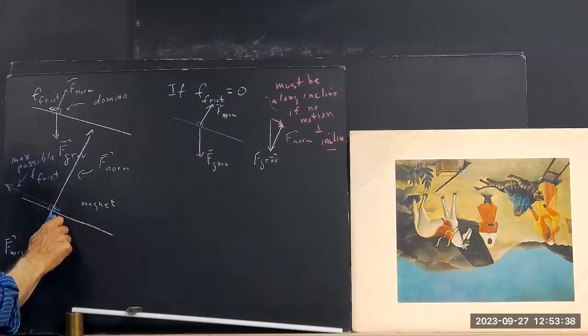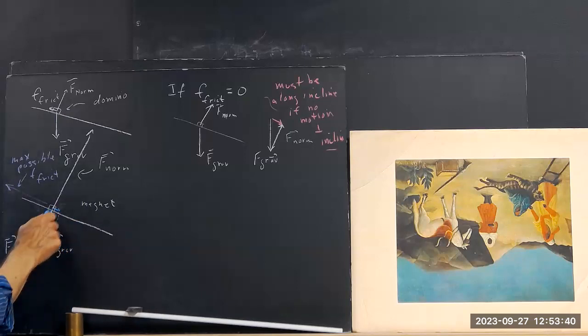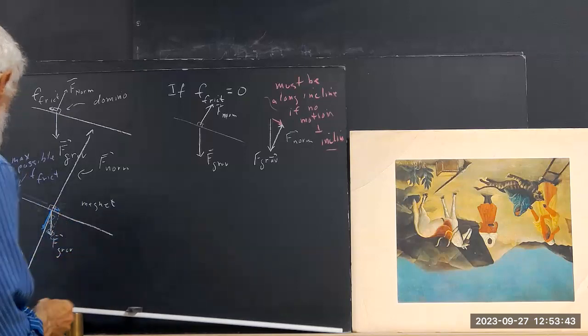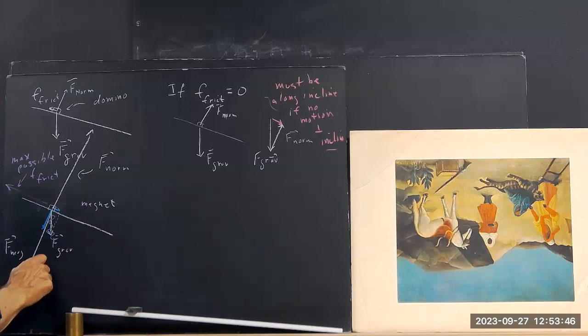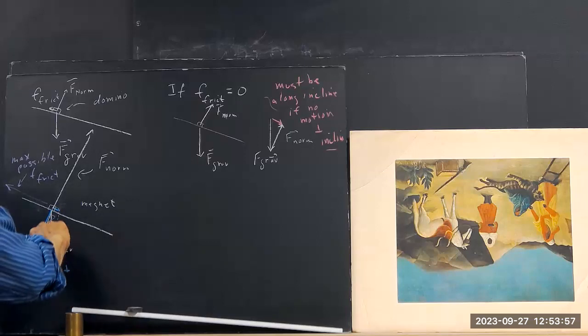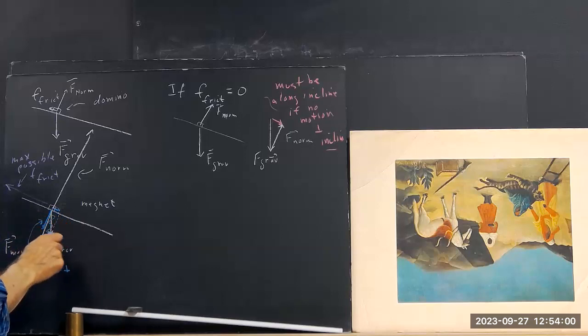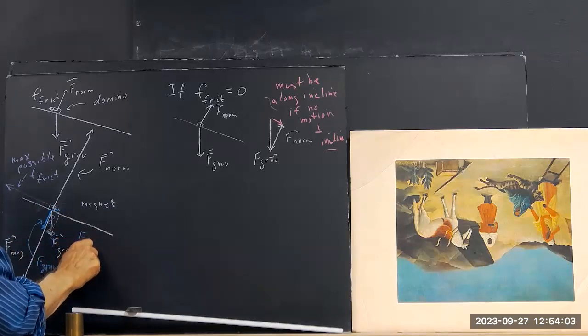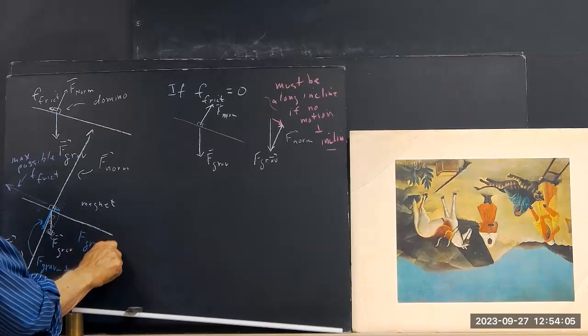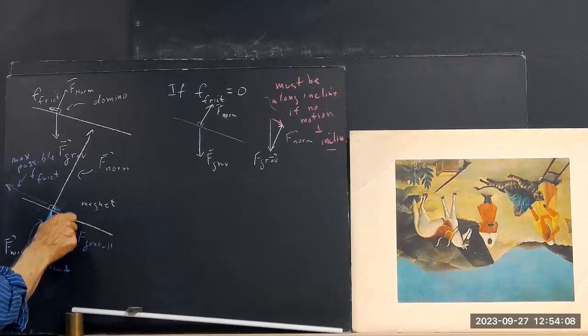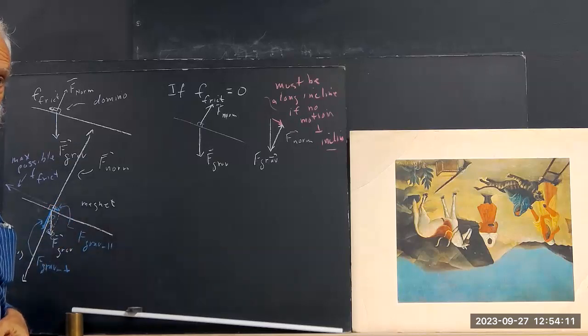So I can cross out the gravitational force vector and say I've got the gravitational force perpendicular to the incline, that's here, and here's the force of gravity parallel to the incline. Okay. Now, this force of gravity parallel to the incline, well, okay.